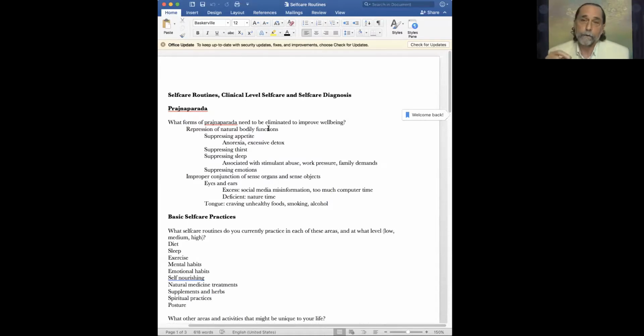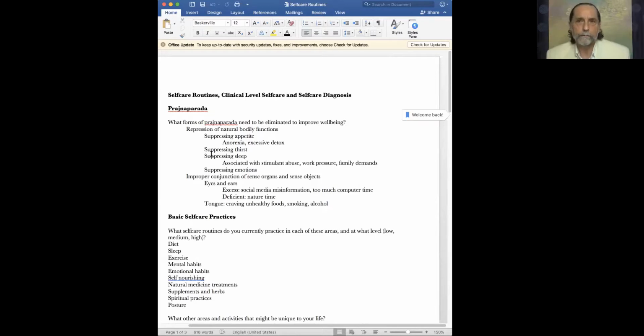That's a form of a transgression against ourself, all right? So the first category is the repression of natural bodily functions, and one is suppressing the appetite. This happens when people do excessive detox or excessive fasting, and anorexia, of course, as a psychological disorder. Suppressing thirst, which is a little less common deliberately, but a lot of people are dehydrated.